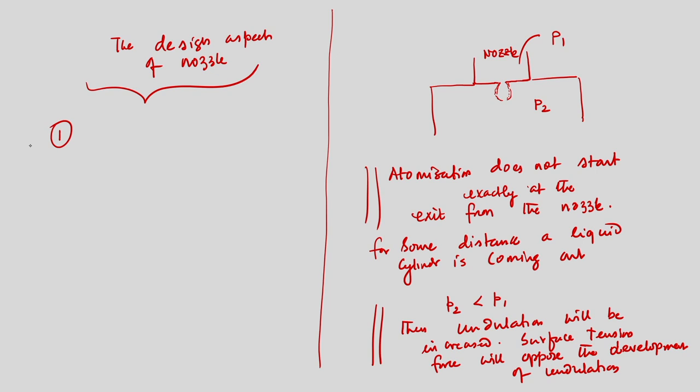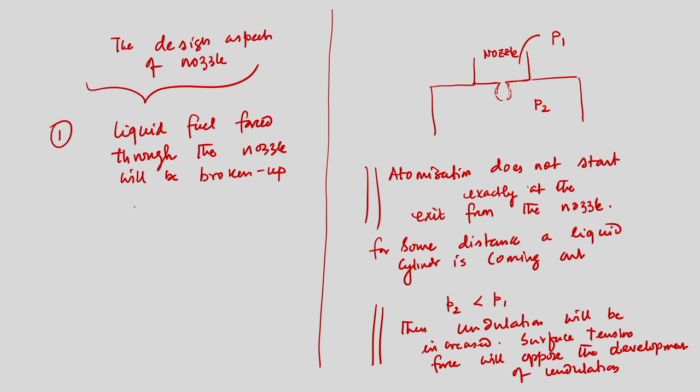So, what are the points we need to keep in mind while designing a fuel nozzle? Number one, the design will be such that the liquid fuel forced through the nozzle will be broken off into fine droplets as it passes through the combustion chamber.